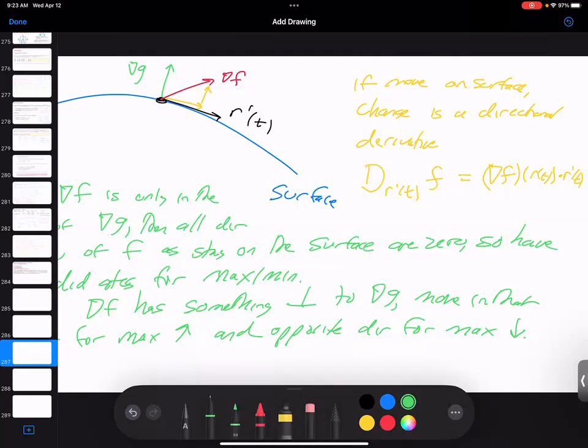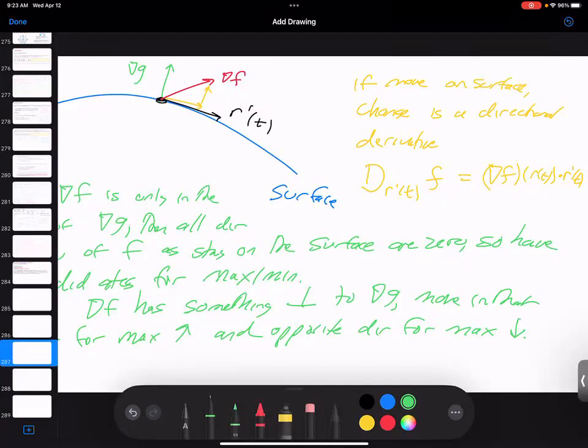So if I want to have a candidate for maximum or minimum on the surface, the only thing that's left is if the gradient of f is parallel to the gradient of g. So think of it as if I'm stuck on the surface, I want to go in a direction where the directional derivative is positive. If I go in a direction where the directional derivative is positive, then my function is increasing. Well, how do you calculate the directional derivative? It's the gradient of f dotted with r prime of t.